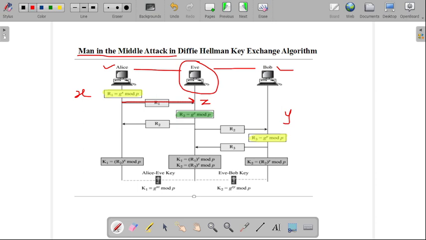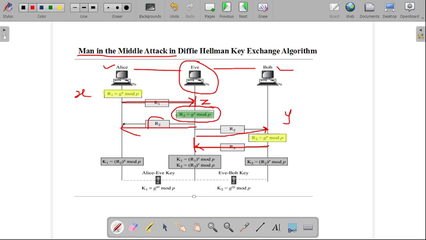Whenever Alice calculates the value of R1, it will be sent to Bob, but Eve will intercept that request. Likewise, Bob is sending the value of R3 to Alice, but this request will also be intercepted by Eve. Eve calculates R2 equal to g raised to z mod p, and that value will be sent to both Alice and Bob. When R2 is received, Alice thinks that this value is coming from Bob, and Bob thinks that this value is coming from Alice. So in between, the middleman Eve sends the R2 value to both Alice and Bob. That's the role of the man-in-the-middle attack.